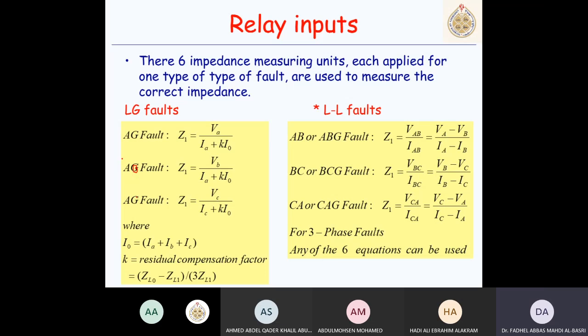Sorry, this is B to ground faults. This is C to ground faults. Now for A to ground fault, it takes phase A voltage over IA current plus a compensation constant times zero sequence current. The compensation constant is the Z line zero sequence impedance of the line minus the positive sequence impedance of the protected line, over 3 times Z line positive sequence impedance. And I0 is the summation of the 3 currents.